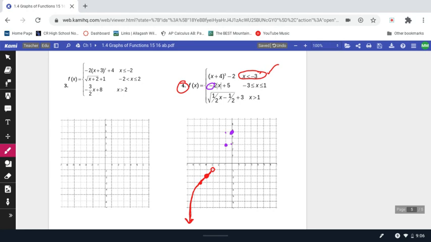1, 2, 3, 4. And then the next one is over 3, down 6. So 1, 2, 3, down 6. 1, 2, 3, 4, 5, 6. And it lands right on that point, so it closes that up. And then, again, remember, this is your starting point.